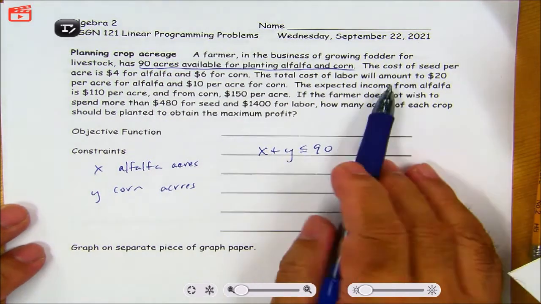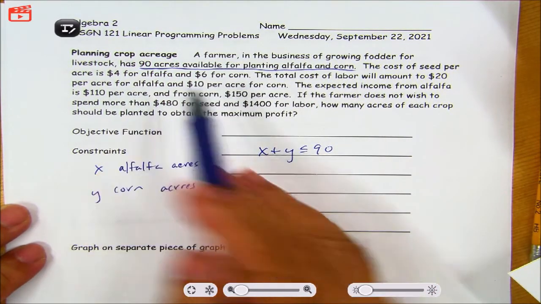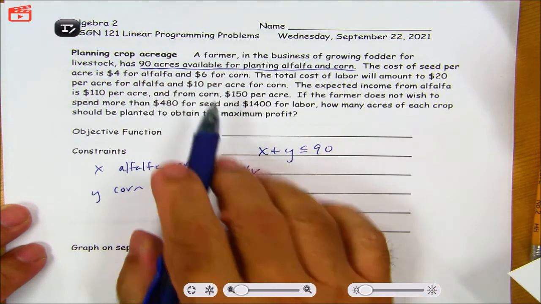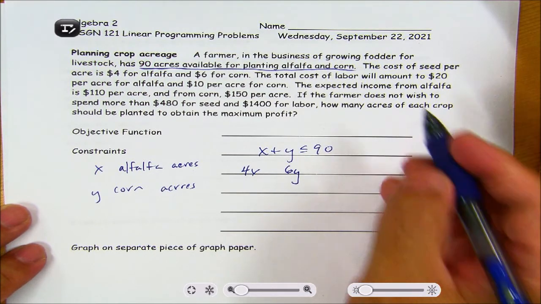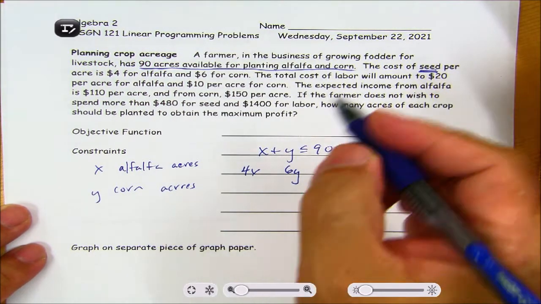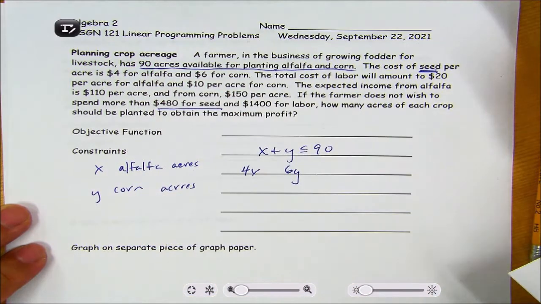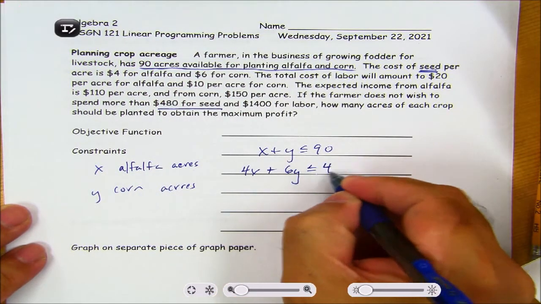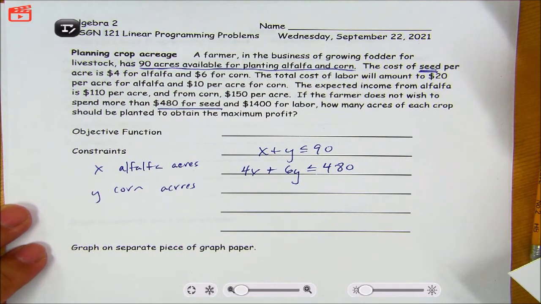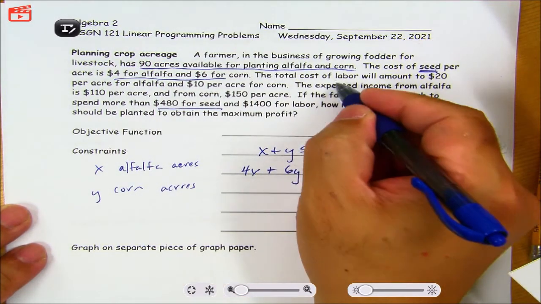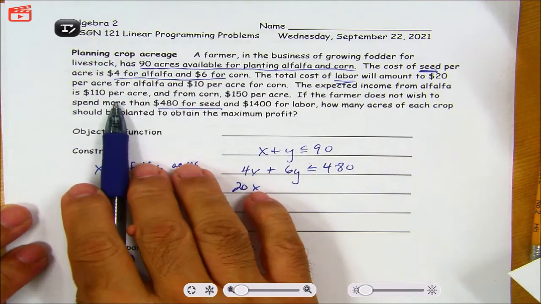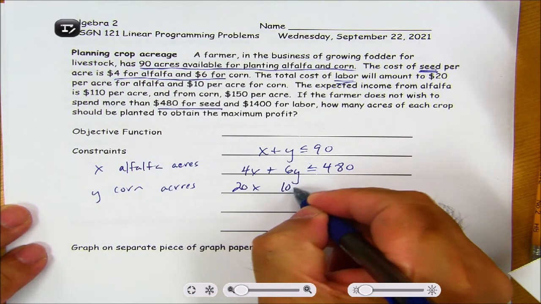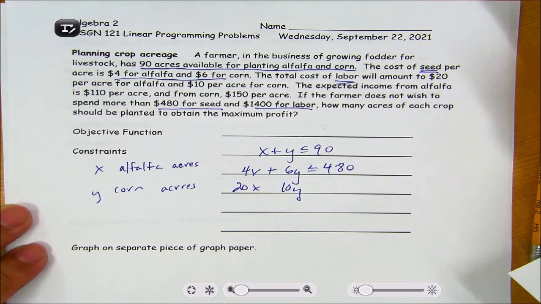Okay? All right, the cost of seed per acre is $4 for alfalfa, so that's 4X, and $6 for corn, so that's 6Y. That was seed. Is there anywhere else that has seed? Down here, right? It's 480. Oh, so you can have only up to 480. Okay, so we use the $4 for alfalfa, $6 for corn. Labor, now we're looking at labor. $20 for alfalfa and $10 for corn. And labor again, $1,400.